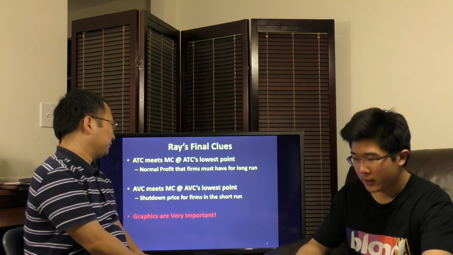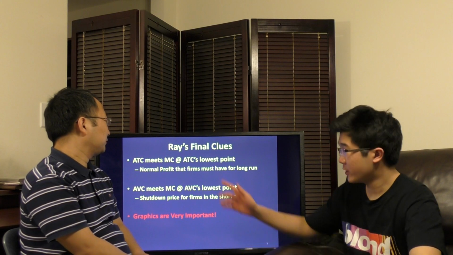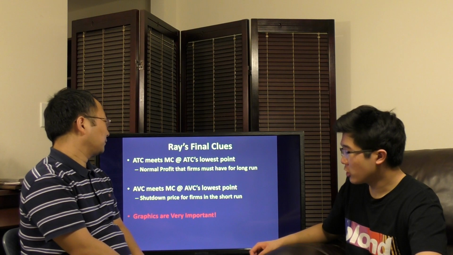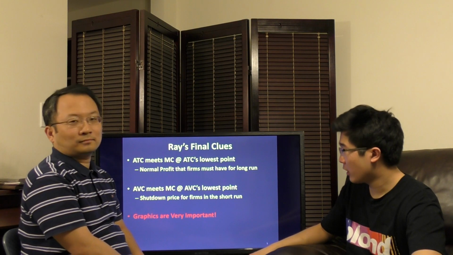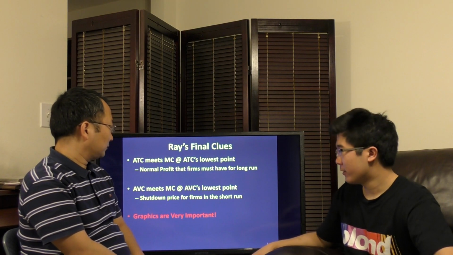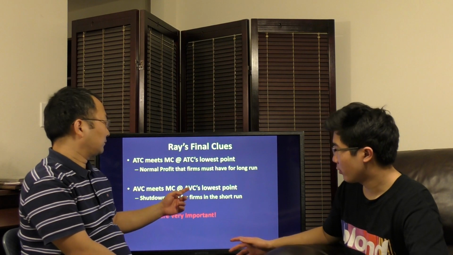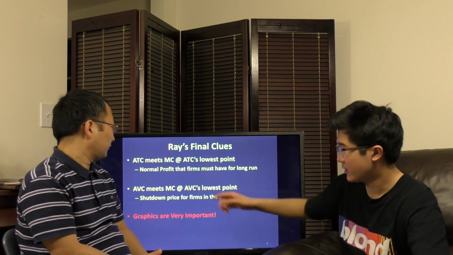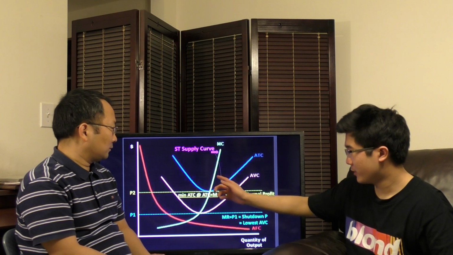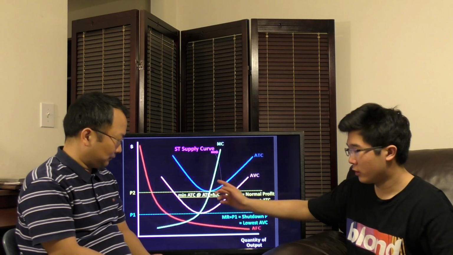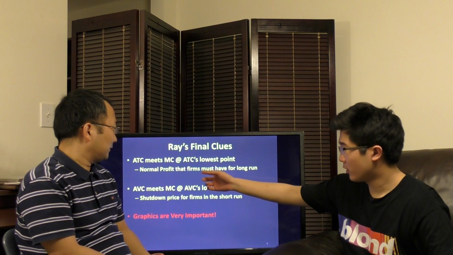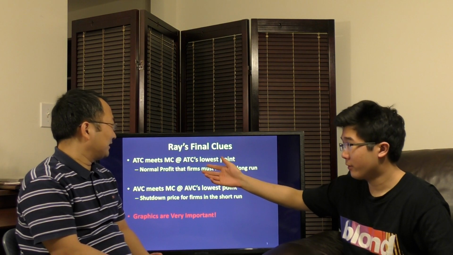Okay. So for final clues, basically ATC and AVC both meet marginal costs at their lowest points. The lowest point of ATC is our point of normal profit for a firm in the long run. However, in the short run, the firm can only continue to run if the price is at least at the shutdown price, the lowest point of the AVC. And we see it through these graphics. We see the shutdown points and the point of normal profit for the short run and long run. We see our normal profit point is basically our long-term shutdown point, per se.